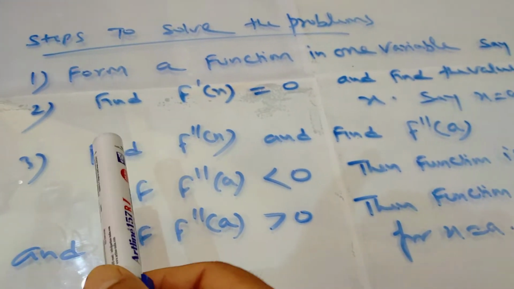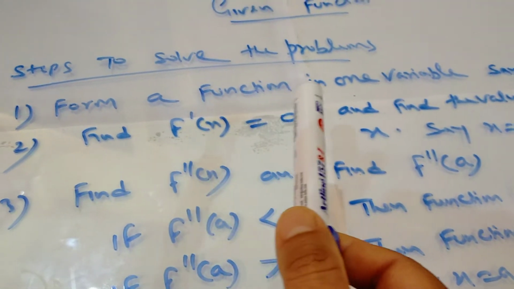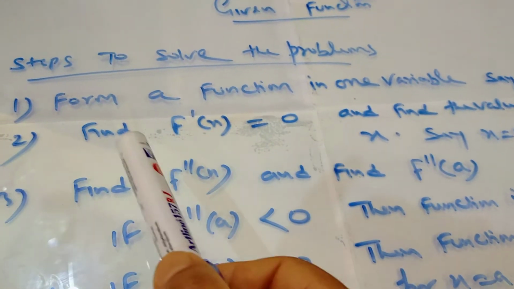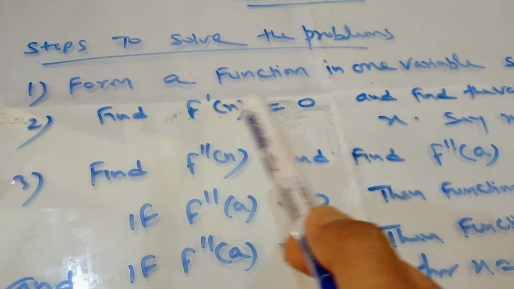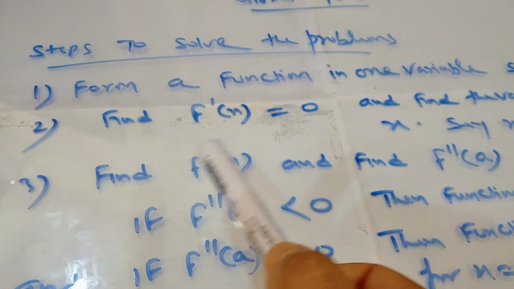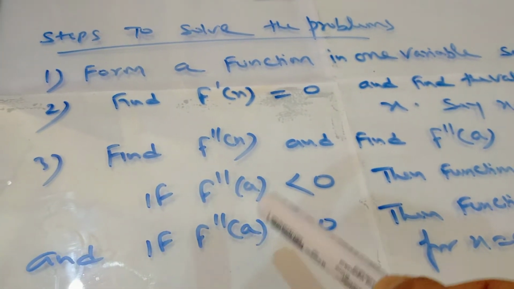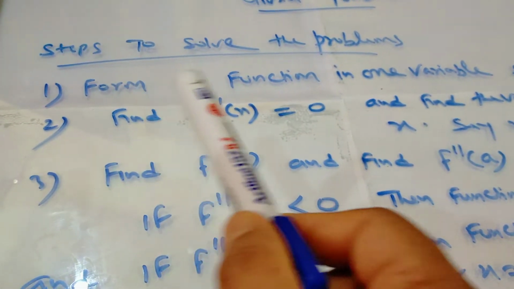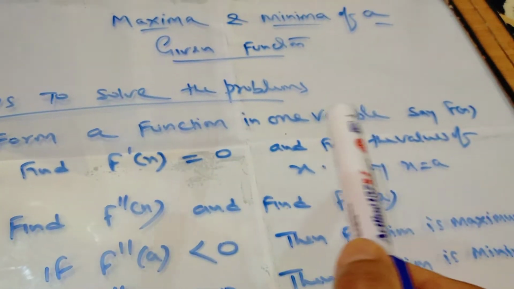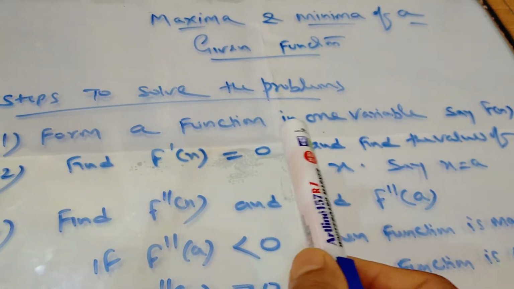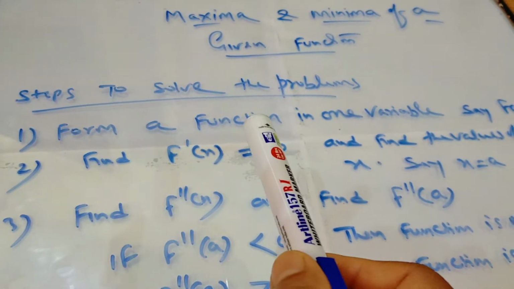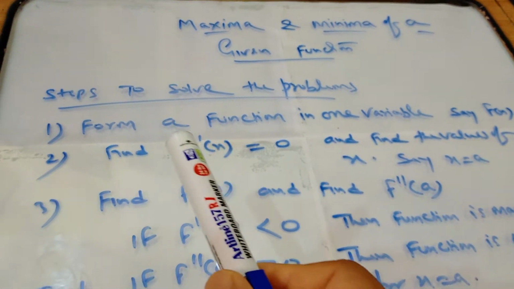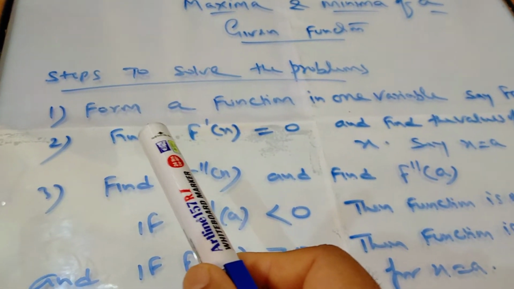But the very first step is a very important step, because if you are not able to form a function in one variable, then whom will you differentiate first time and second time, and whom are you going to check? So your 100% effort should be in the first step. First step is very important, and it is a little bit tricky also for the application problems. So first of all, I will explain this concept for you through one question.